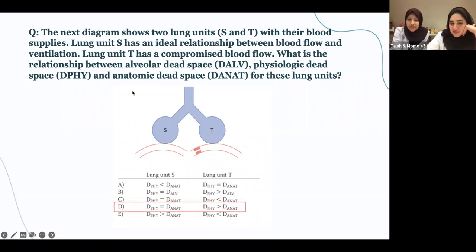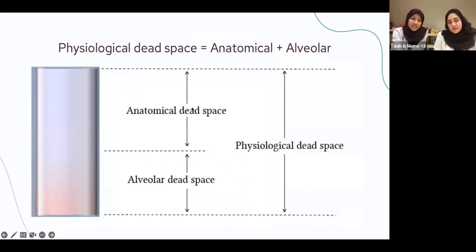Okay, I'll explain it. What he said was completely right. I'll just explain it with this diagram, because it helps you visualize what he said. Anatomical dead space is the air that's in the conducting airways. For example, in the trachea, there's no gas exchange that happens, because it's not alveoli yet.